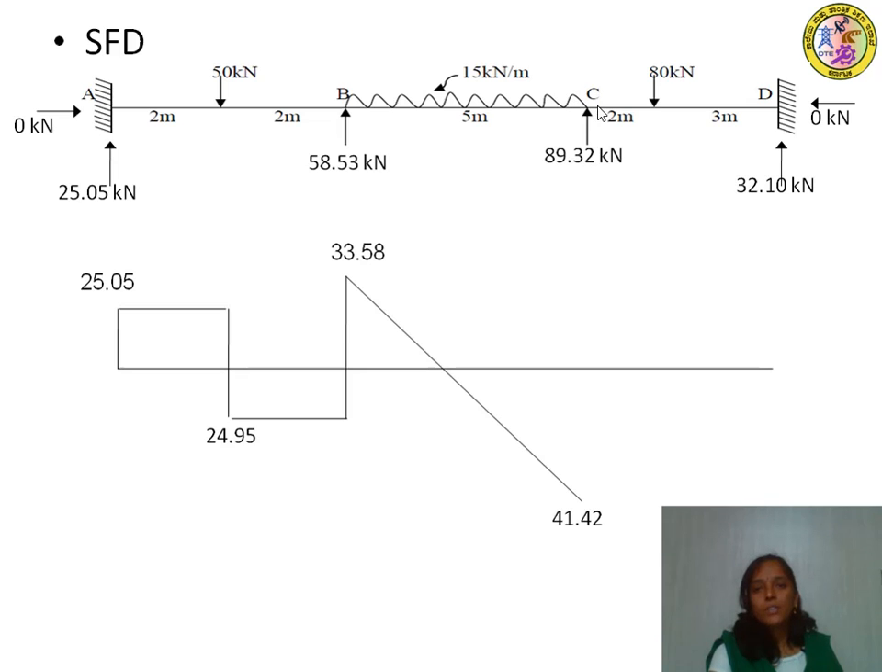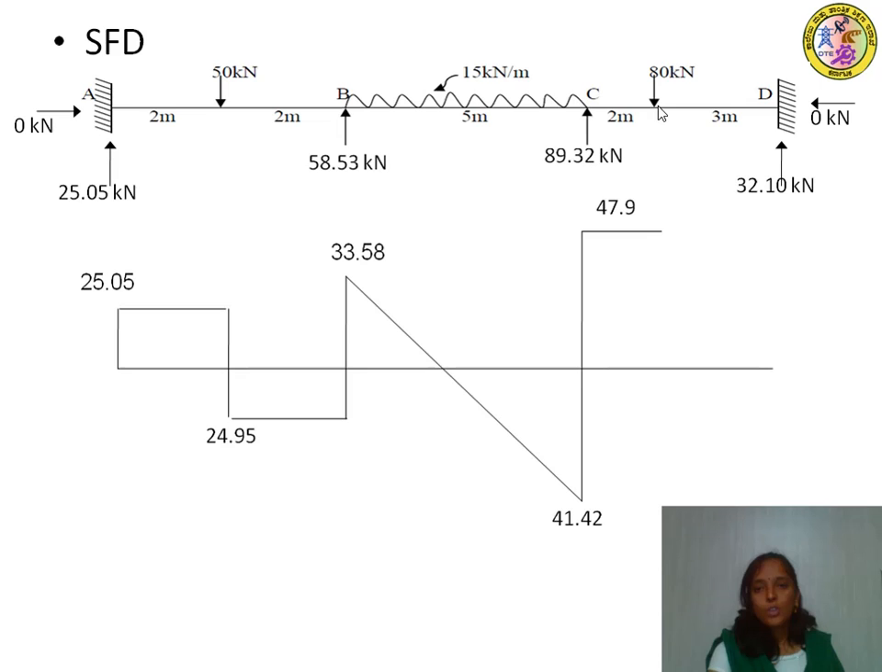Next, right of C will be equal to minus 41.42 plus 89.32, which will be equal to plus 47.9. So the shear force to the right of C is plus 47.9. Next, if you take this as F, for the shear force to the left of F, we don't have any loading between C and F, therefore the variation will be constant.